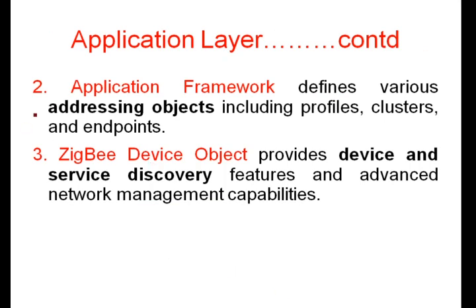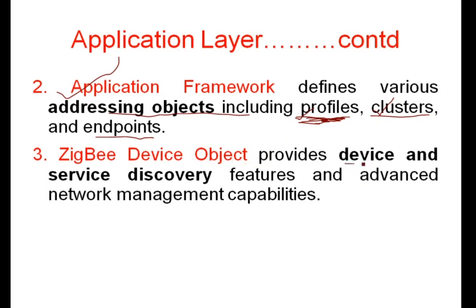The next part of the application layer is the application framework. It defines various addressing objects including profiles, clusters and endpoints of the network. Network profile means the particular definition of networks, participants and all the information related with the Zigbee network. Clusters, how many clusters are present in the Zigbee network and how many endpoints are there, that information is kept with the application framework.